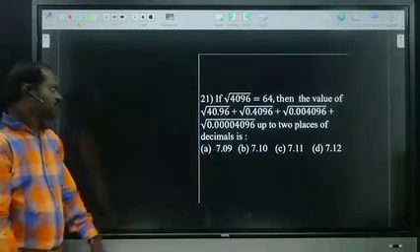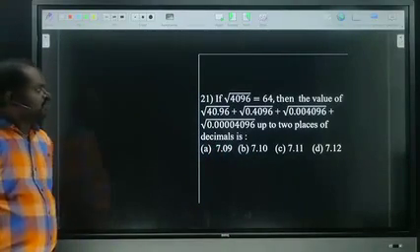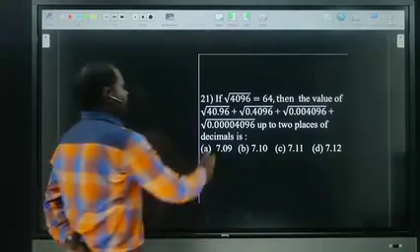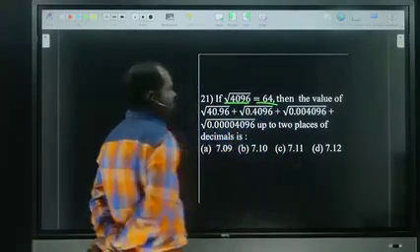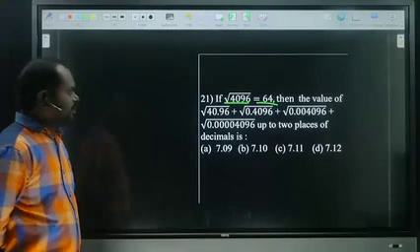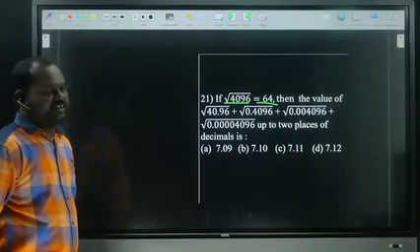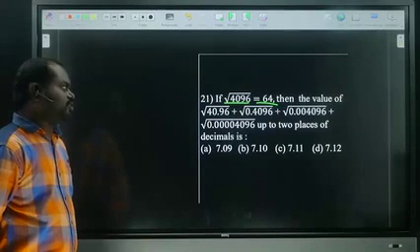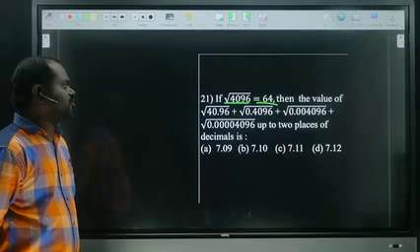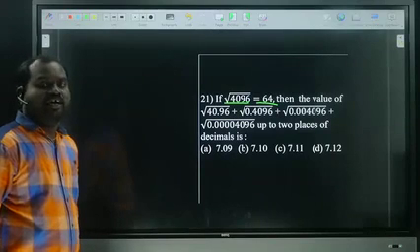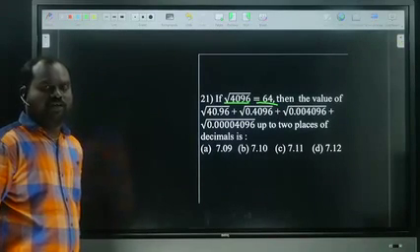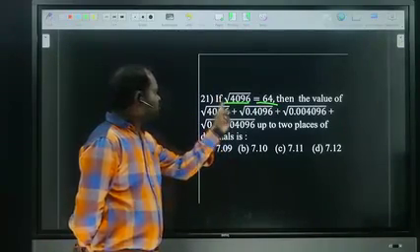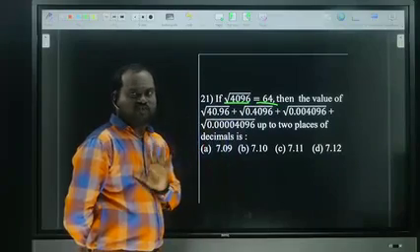Now the question: if the square root of 4096 equals 64, it is a clue. Then find the value of the square root of 40.96 plus the square root of 0.4096 plus the square root of 0.004096 plus the square root of 0.00004096, up to 2 places of decimal. Whenever you see this kind of problem, observe carefully. Our clue is that the square root of 4096 is equal to 64.